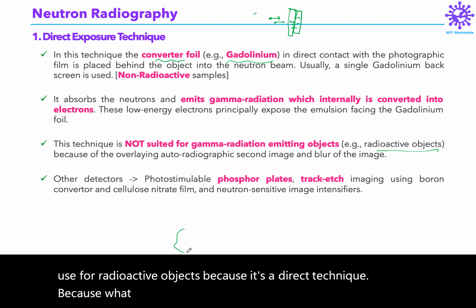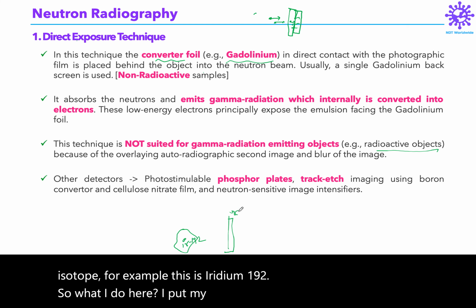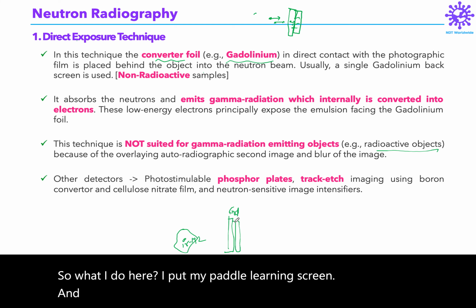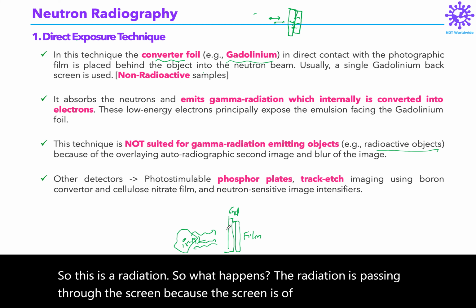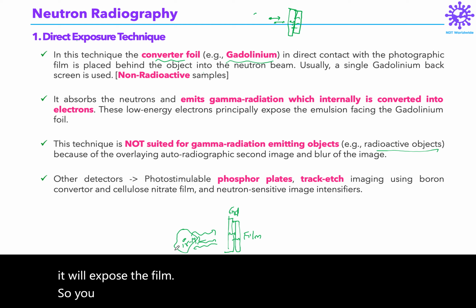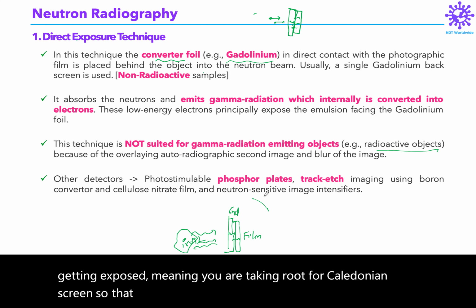For example, if your object is a radioactive isotope, for example iridium 192, here I put my gadolinium screen and here I put my film. So this is the radiation. The radiation passes through the screen because the screen is, for example, 1 millimeter, so it will pass through the screen and expose the film. So you will not get information about this isotope. Your screen is getting exposed, meaning you are taking RT for the gadolinium screen. That's why this technique is not suitable for radioactive materials.